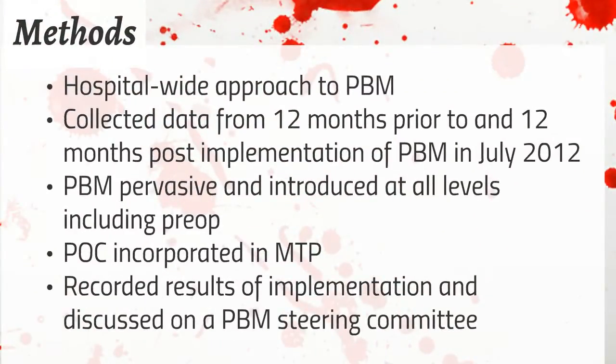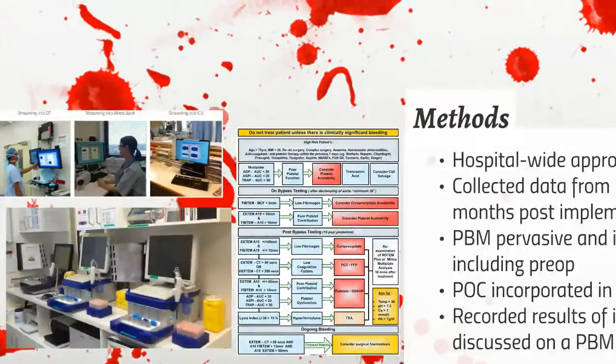So they implemented a PBM that was hospital-wide, and this incorporated point of care, including into their massive transfusion protocol. But I should say the PBM was pervasive. It was introduced at all levels, including pre-op. So when you came in preoperatively, you would get iron studies if appropriate, and you'd be treated if appropriate. So that's an important thing to keep in mind, because that's a major confounder, is what I'm trying to say. So they looked at their data 12 months prior to the introduction, they introduced it, and then 12 months after the introduction.